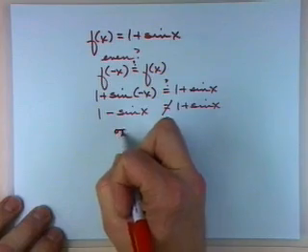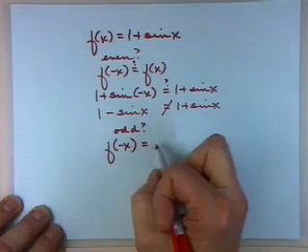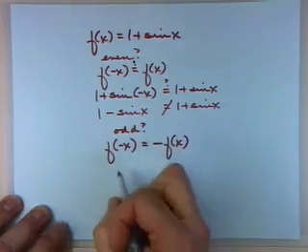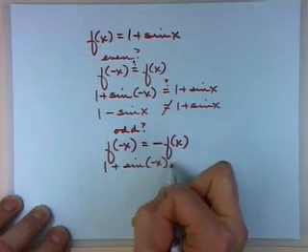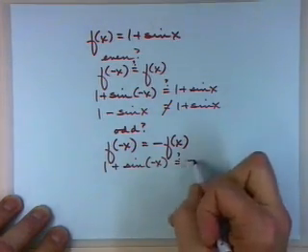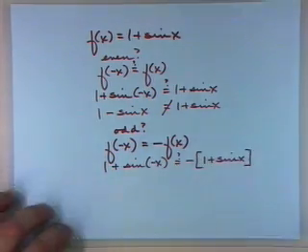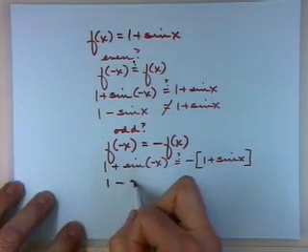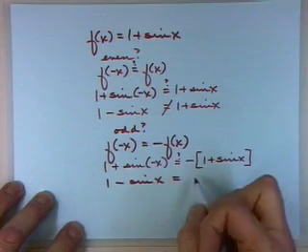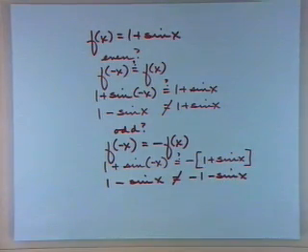And is it odd? Then f of negative x should be the negative of f of x. Is f of negative x the same as the negative of f of x? Those are not the same. This is 1 minus sine of x. This is minus 1 minus the sine of x. Not the same. So it's not odd, but neither is it even.